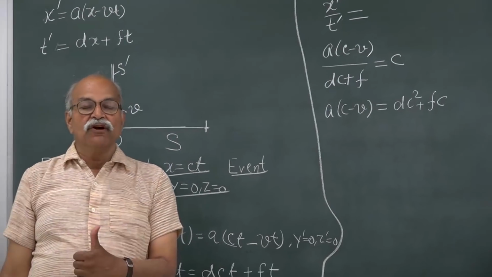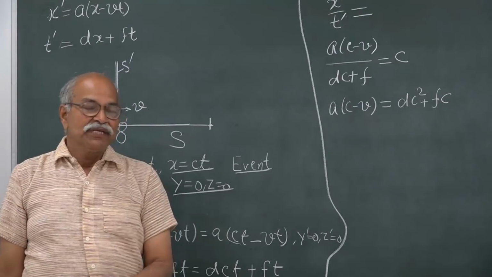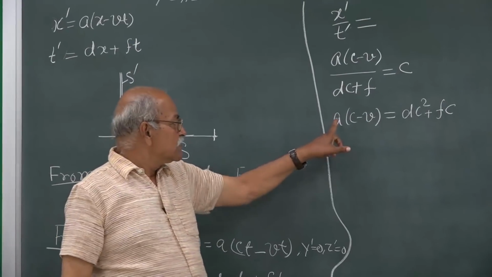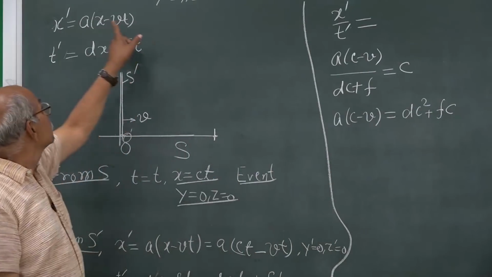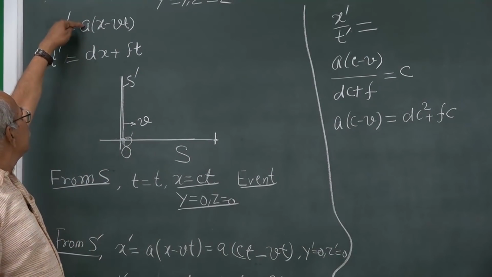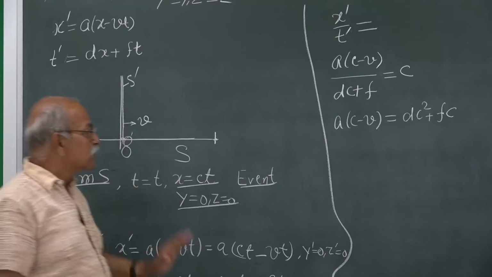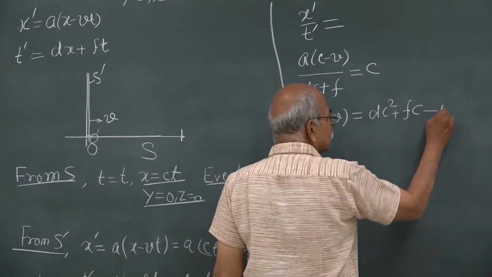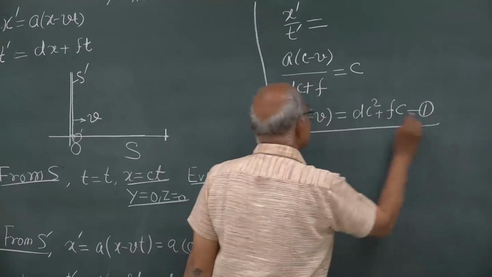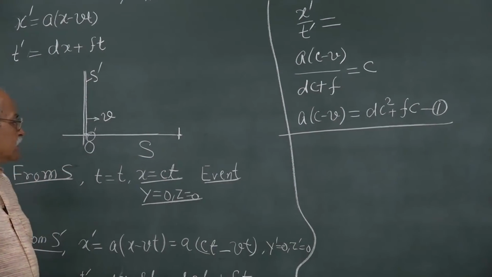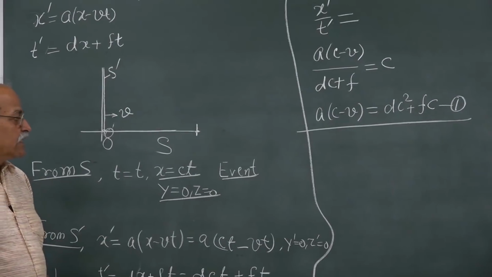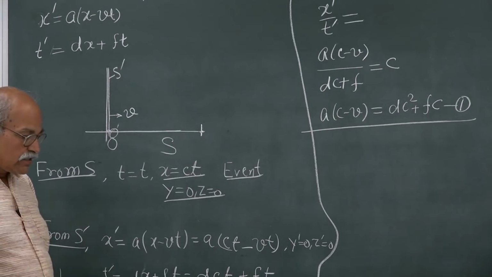So, we have gotten one equation in these three quantities A, D and F. That is, these are the constants coming A, D and F. We considered one event and we got one equation.